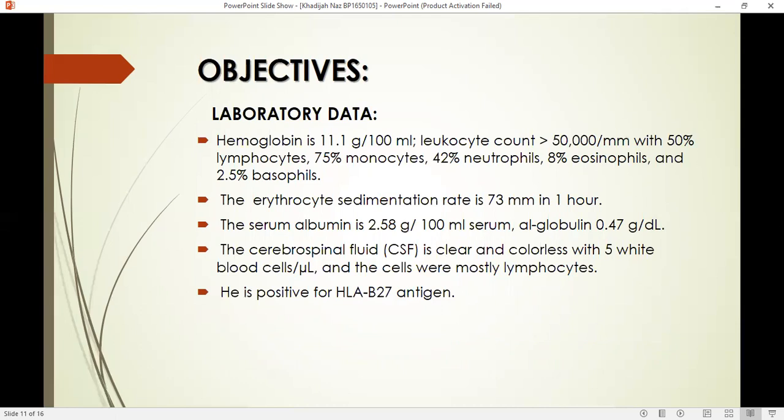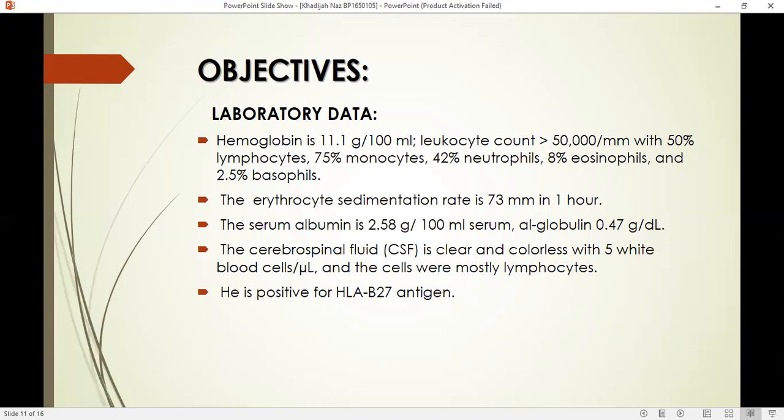The laboratory data shows that his hemoglobin is 11.1 gram per 100 ml, which is slightly less. His leukocyte count is greater than 50,000 per mm with 50% lymphocytes, which is high because the normal range is 18 to 45%, and 75% monocytes, which is also high because the normal range is 2 to 8%. 42% neutrophils, and the normal range is 40 to 60%, so it is again high.